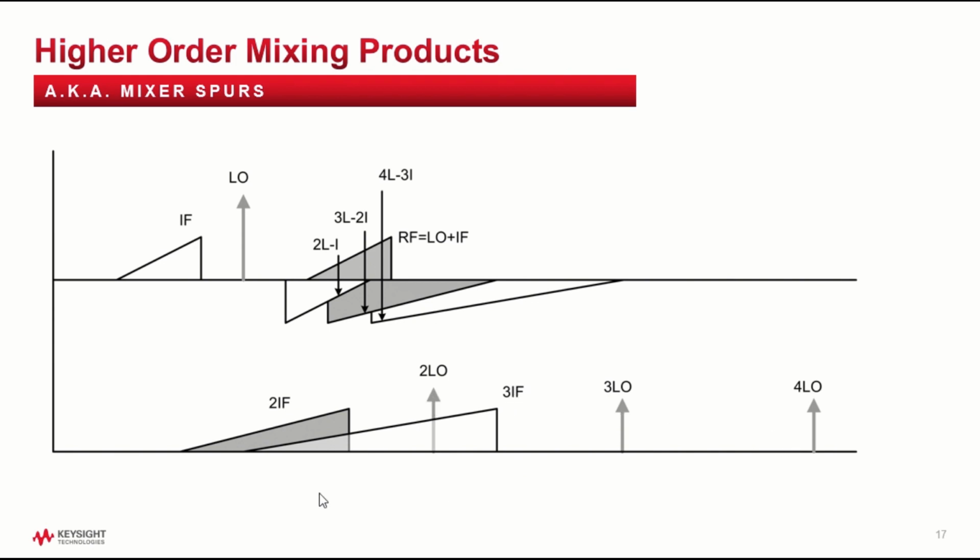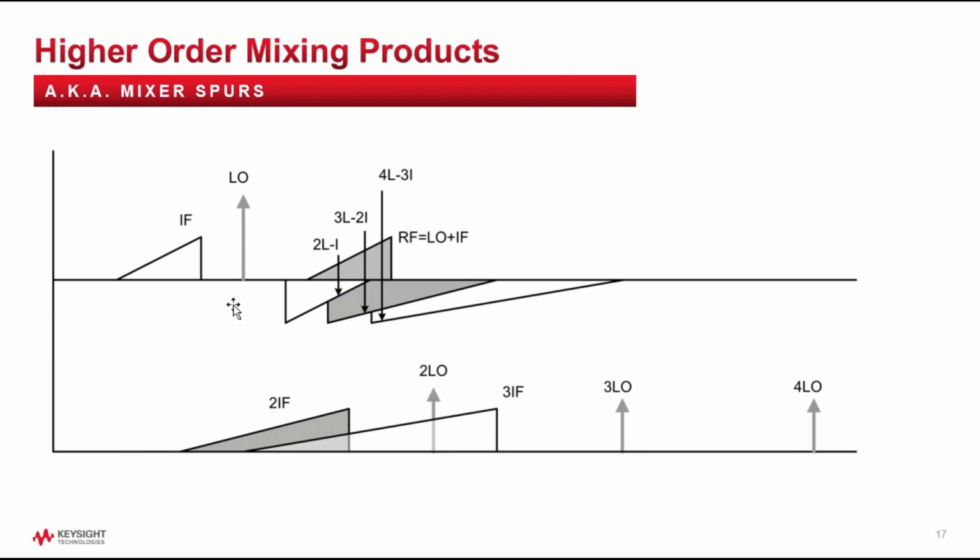So I've kind of done a geometric construction of the spurs. If we take 2 times the IF and we say I want the 3 times the LO minus 2 times the IF, this is 3 times the LO here, minus 2 times the IF here. It's this gray triangle right here. And this upper triangle is the desired output, which is RF equals LO plus IF. And as it's sweeping here, this is sweeping down, and at this frequency, we're going to get a crossing spur right there.